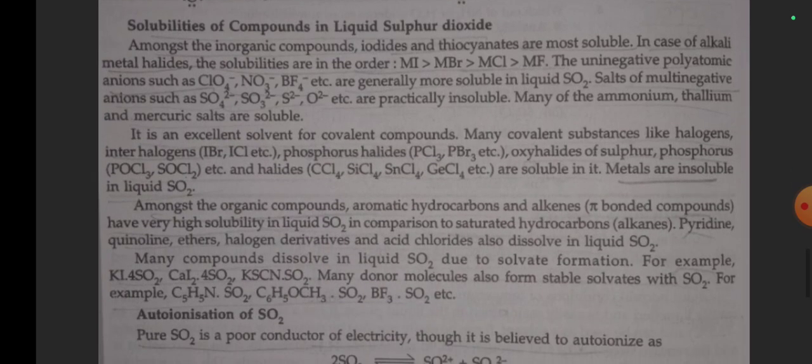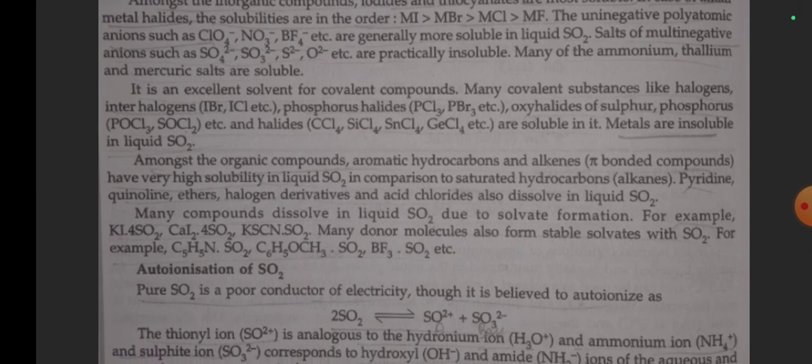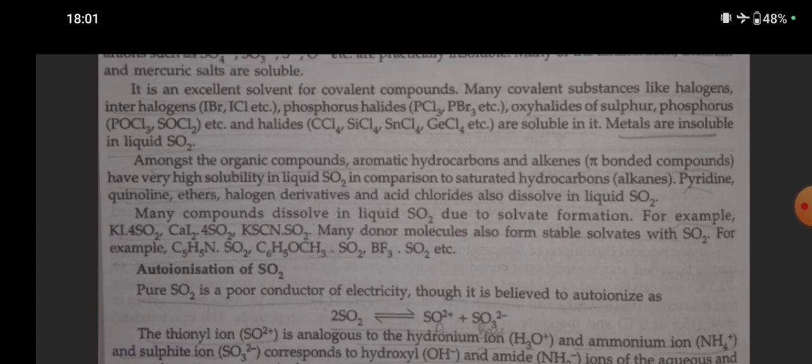Solubility of compounds in liquid sulfur dioxide. Amongst the inorganic compounds, iodides and thiocyanates are most soluble. In the case of alkali metal halides, the solubilities are in the order MI, MBr, MCl and then MF, and this is in decreasing order. The uninegative polyatomic anions such as ClO4 negative, NO3 negative, BF4 negative, etc. are generally more soluble in liquid SO2. Salts of multi-negative anions such as SO4 2 negative, SO3 2 negative, S2 negative, O2 negative are practically insoluble.